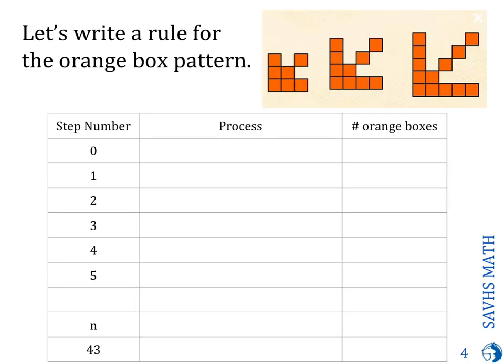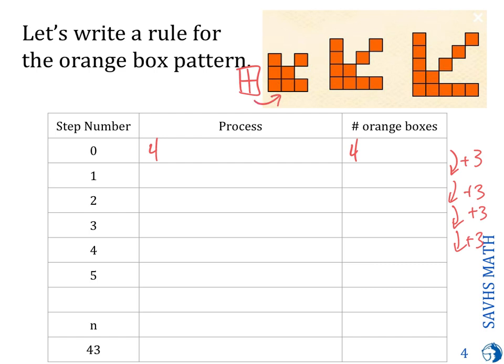What I want to do now is write a rule for this pattern, and I'm going to do that by looking at the process of how we're getting step to step. We said we went from step 1 to step 2 by adding 3 each step, and that's fine. We'll use that information in a second, but that means that we added 3 to get from 0 to step 1 also. Remember that our step 0 looked like this, and we just had 4 boxes. So in total there were 4 orange boxes.